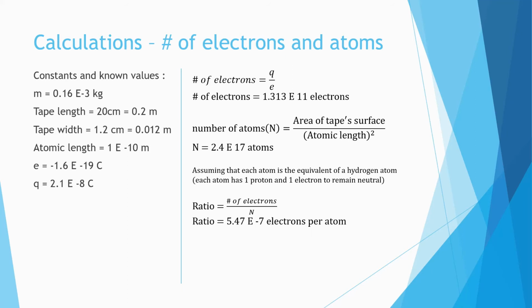To find the number of atoms on the tape, one would find the ratio between the area of the tape and the area of one atom. Consequently, we can now find the ratio of the number of electrons in excess to the number of atoms on the tape, assuming that each atom on the tape is similar to that of a hydrogen atom, where one hydrogen atom has one proton and one electron.